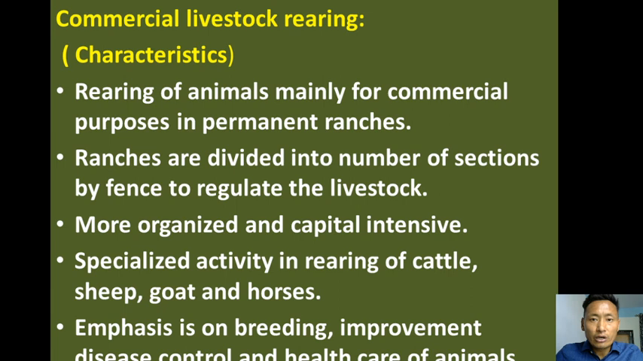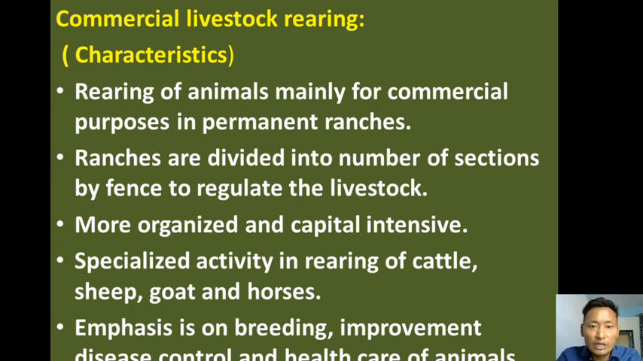So here, animals are reared mainly for commercial purposes in permanent ranches. Ranches means a large area where people permanently settle in that particular place, and they rear and graze a particular type of animals. That is called rearing of animals mainly for commercial purposes, for sale and to earn profit, in permanent ranches. That means they are not moving on a seasonal basis. They are settled in a permanent place. That is the first characteristic.